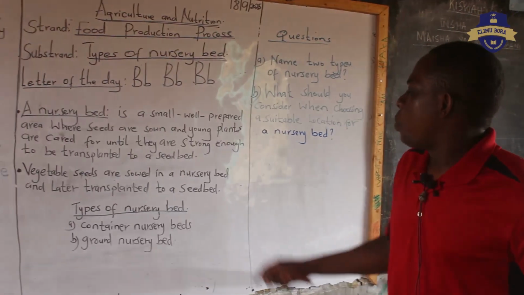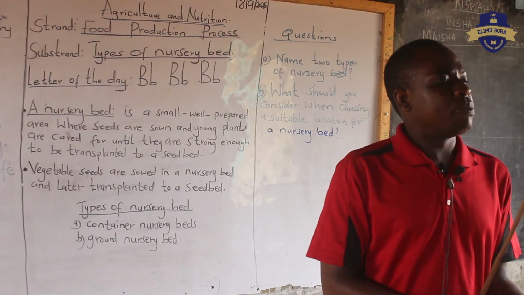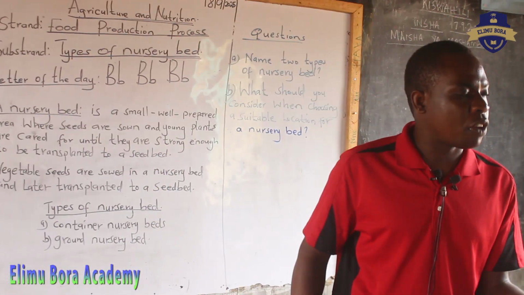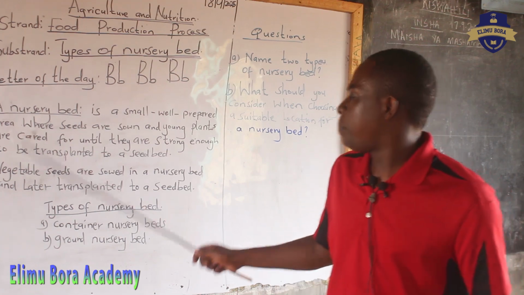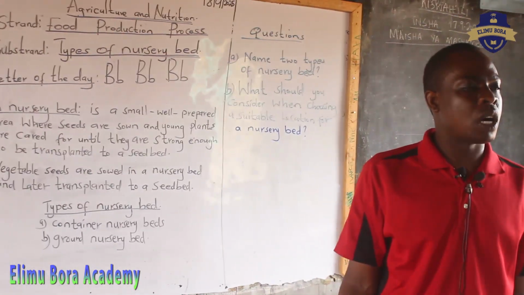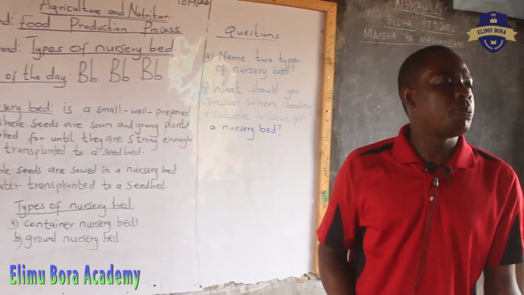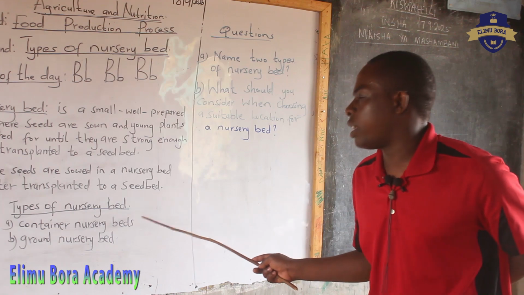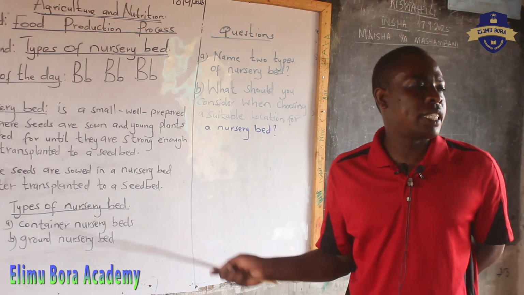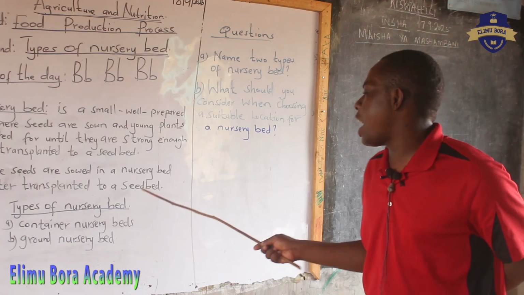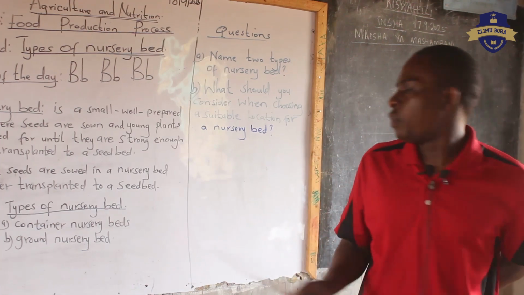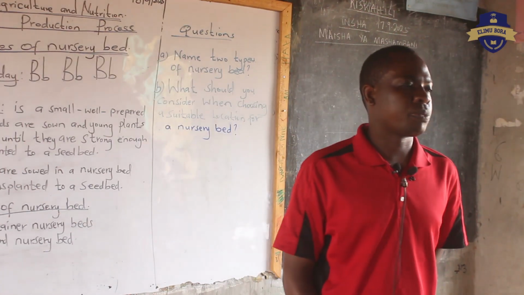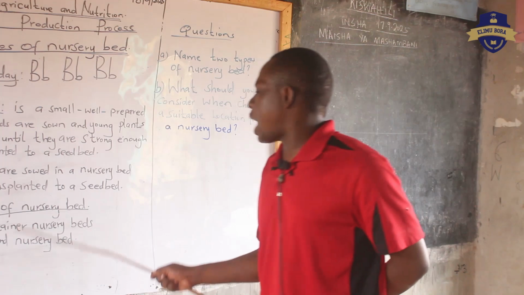And also, we can say that some vegetable seeds are sowed first of all, and then from there they are transplanted. Where are we transplanting these seedlings to? To a seed bed. A seed bed is an area prepared for planting seedlings.